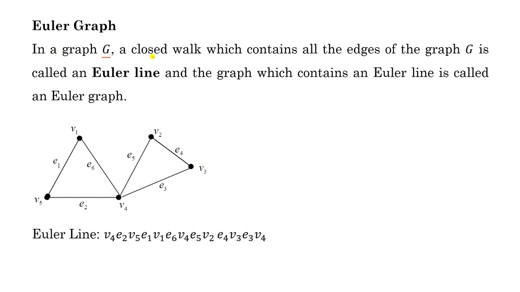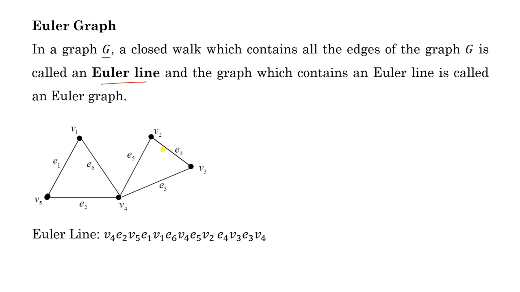In a graph G, a closed walk which contains all the edges of the graph G is called an Euler line, and the graph which contains an Euler line is called an Euler graph. It means to check whether a graph is an Euler graph or not, we have to check for the existence of an Euler line, that is a closed walk which contains all the edges of the graph G.